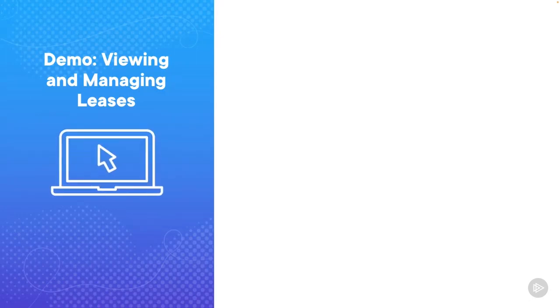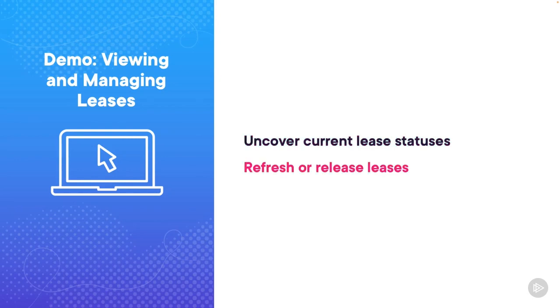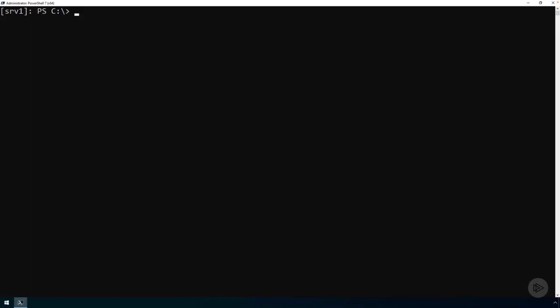Time for another demo. In the upcoming demo, we'll dive into how to view the current status of DHCP leases, such as expiration times and client identifiers. And you'll also learn how to refresh or release those leases when necessary. All right, so let's dive in and tackle DHCP lease management.